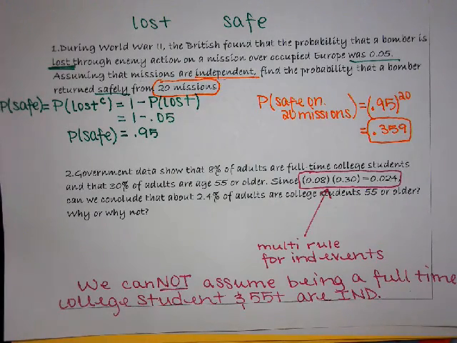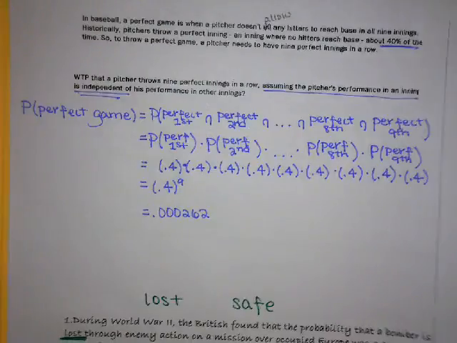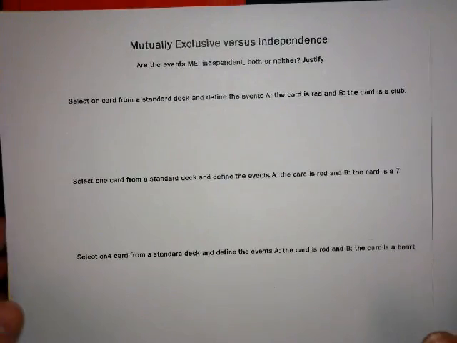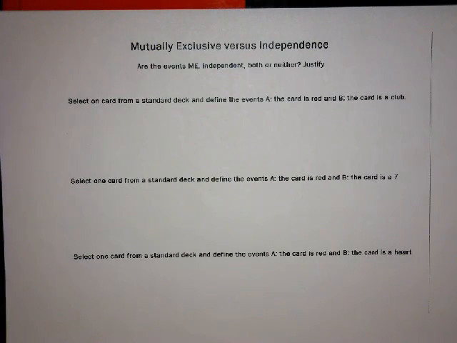So like I said, now we're going to finish off with looking at mutually exclusive versus independent. So we have 3 examples with 2 events each. We're going to determine if they're mutually exclusive, independent, both, or neither. Just as a reminder, mutually exclusive, I use ME for the abbreviation, means 2 events that can never happen at the same time.